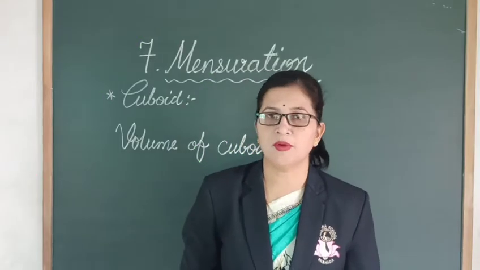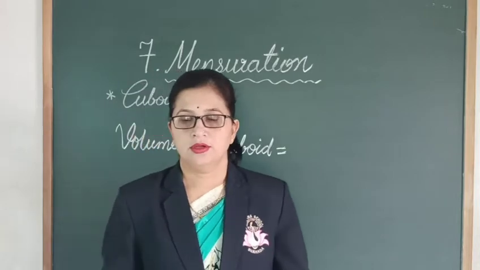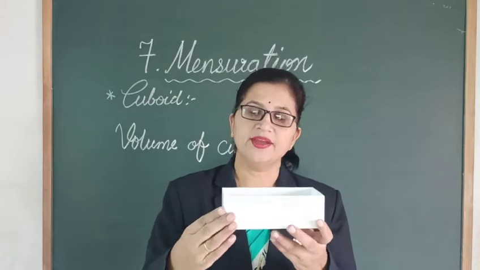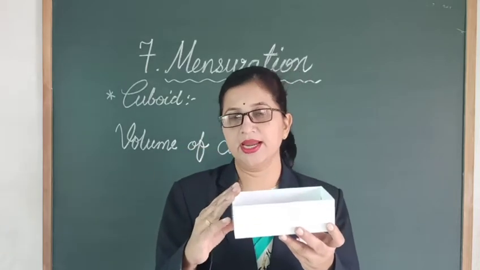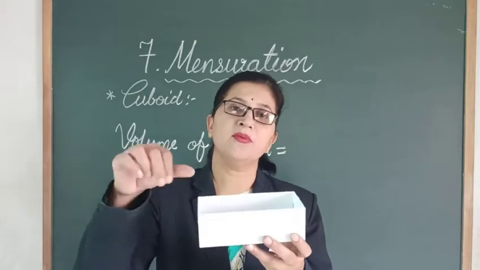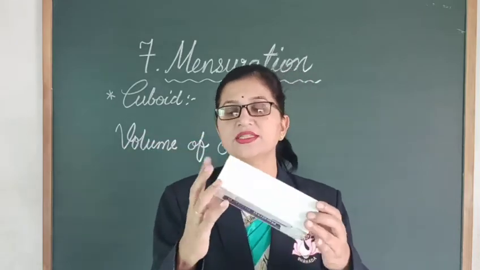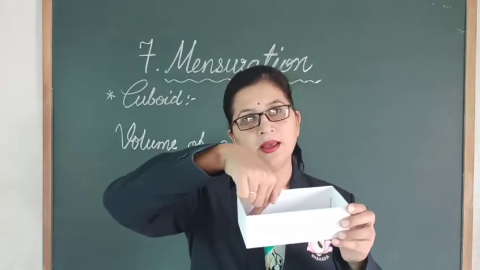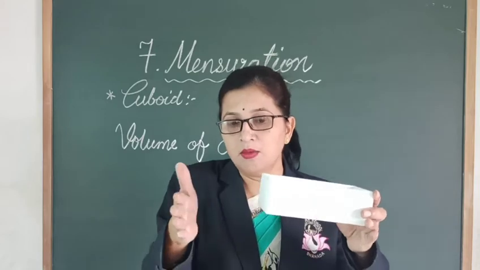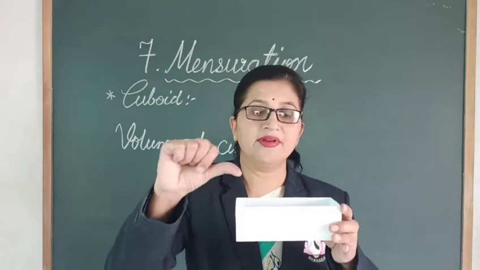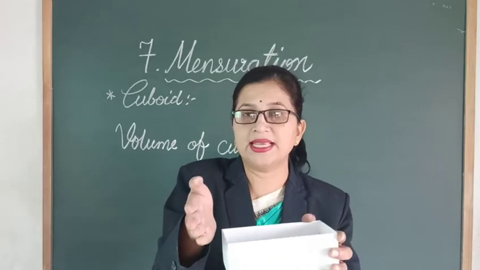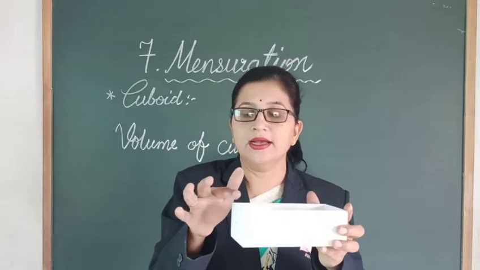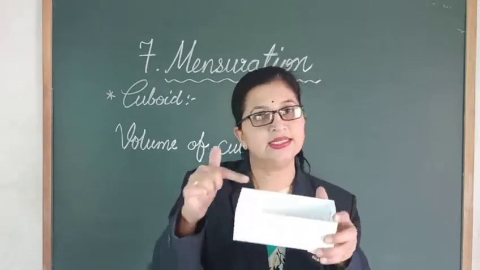Now let's find out the volume of a cuboid. This is a cuboidal box and we want to find out its volume. Suppose we pour any matter in this, either soil or water. When we pour the water in this box, first it will occupy the base area. If the base area is more, then it will hold more water; if the base area is less, then it will hold less water. So here the volume depends upon its base area.